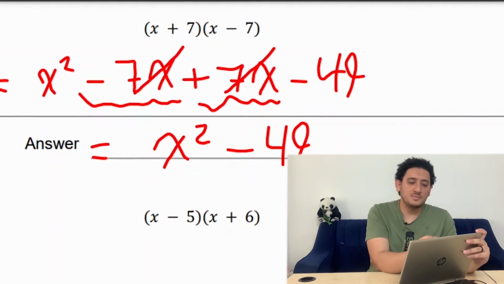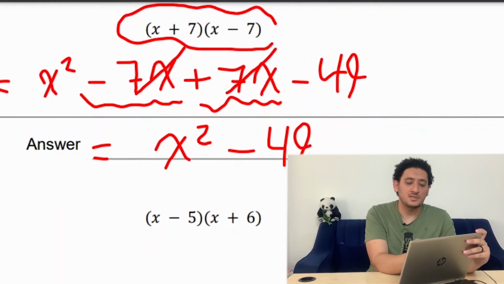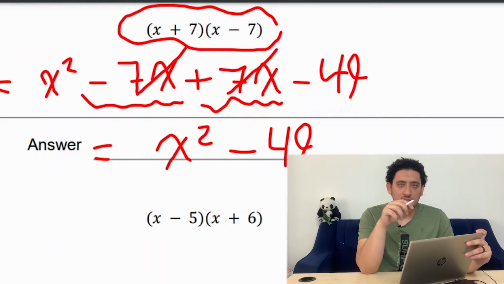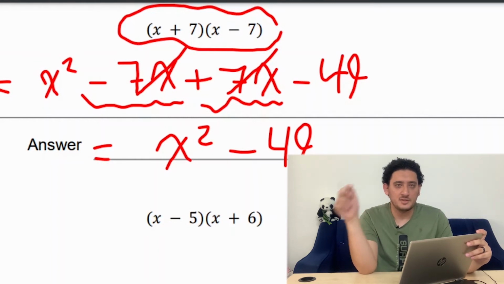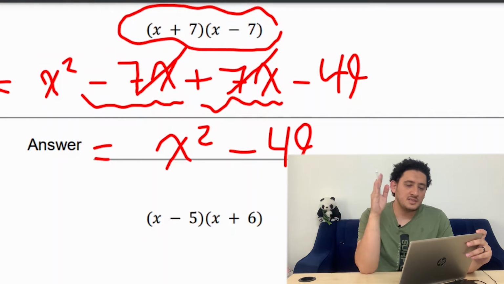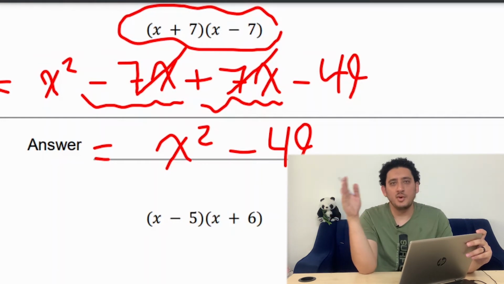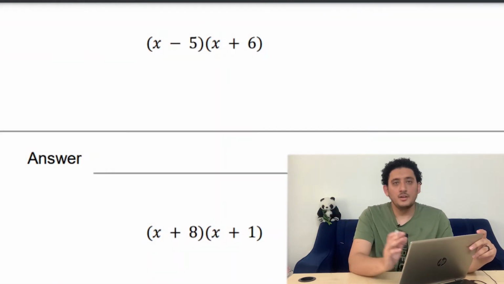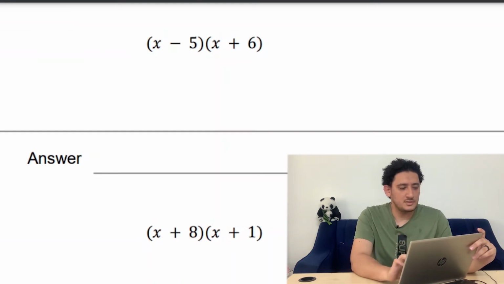So if you have this problem again, a multiplication between exactly the same expressions except for the sign in the middle, just multiply the first term of the first bracket by the first term of the second bracket, and the second term of the first bracket by the second term of the second bracket, and this will be the answer. Now it's your turn to solve these problems and tell me the answers.